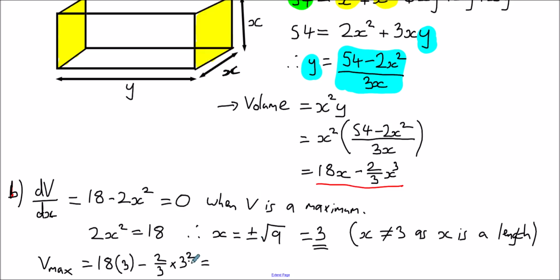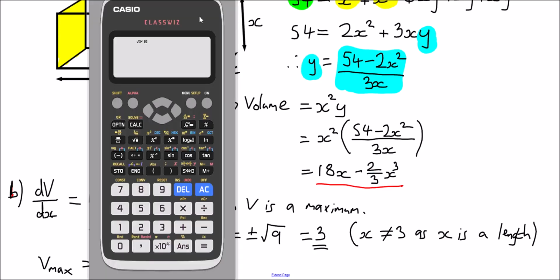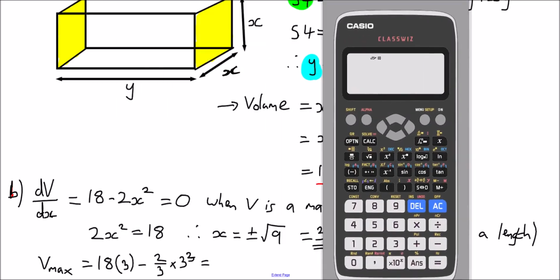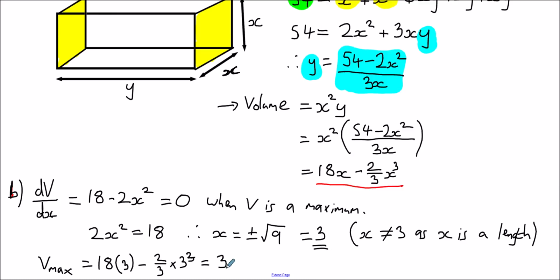Apologies, oops, 3 cubed. Yeah, that's a cubed. This should be a cubed. So trying this on the calculator here. So 18 times 3 minus 2/3 multiplied by 3 to the power 3. That gives us a volume for this of 36 meters cubed.